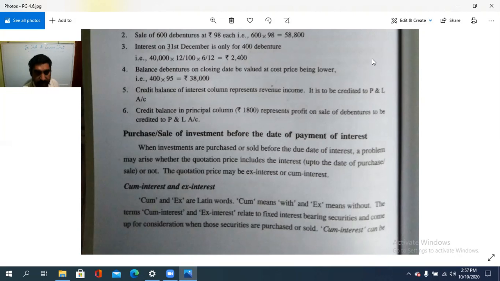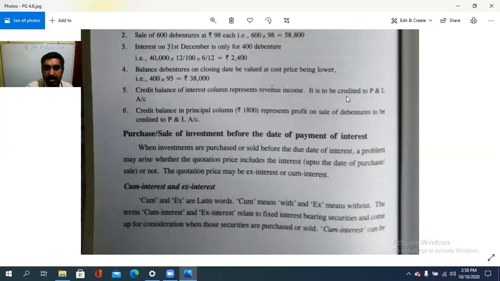Ex-interest and Cum-interest. Cum and Ex are Latin words, meaning with or without. Cum-interest means with interest and Ex-interest means without the interest. The terms Cum-interest and Ex-interest relate to fixed interest-bearing securities and come up for consideration when those securities are purchased or sold. Such a security may be a share, a debenture, or a bond. These three may be purchased or sold with the interest or without interest.